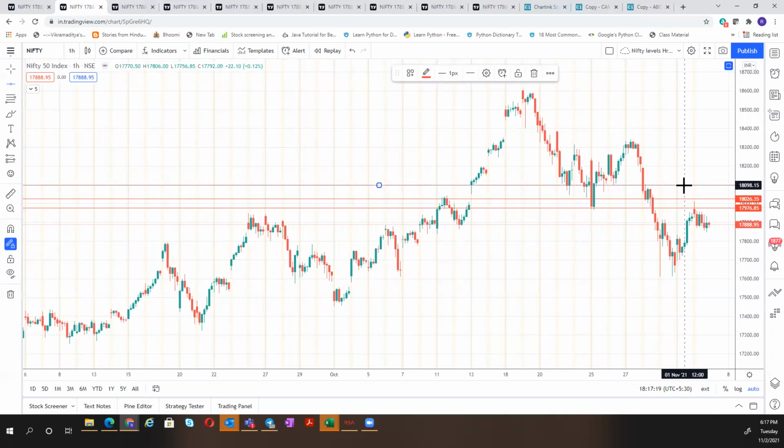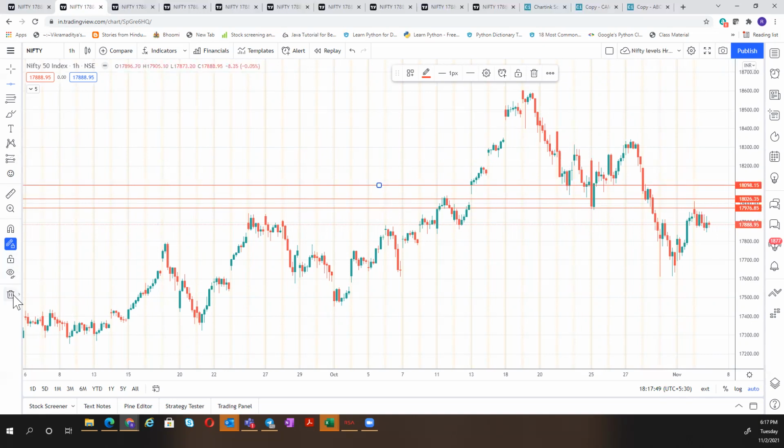This will also act as a resistance while going upside, because after coming here we had one green candle and then it was taken down. So we have 18,098 till 18,100. We have good selling areas where the market can reverse. Above 18,100 the market can go up. So 18,100 should be tested within the next few days, maybe within this week. That is my personal view here.